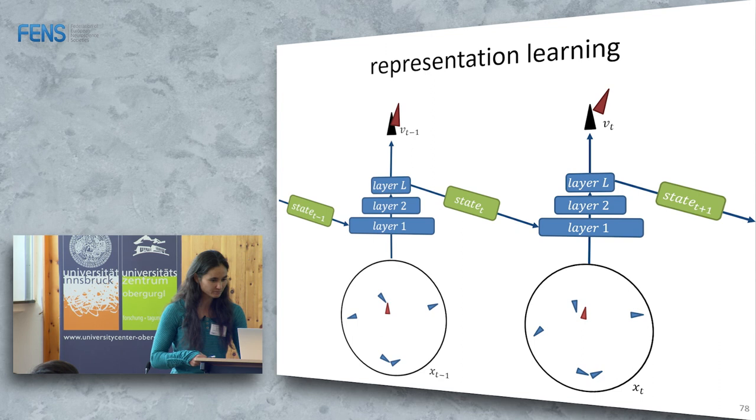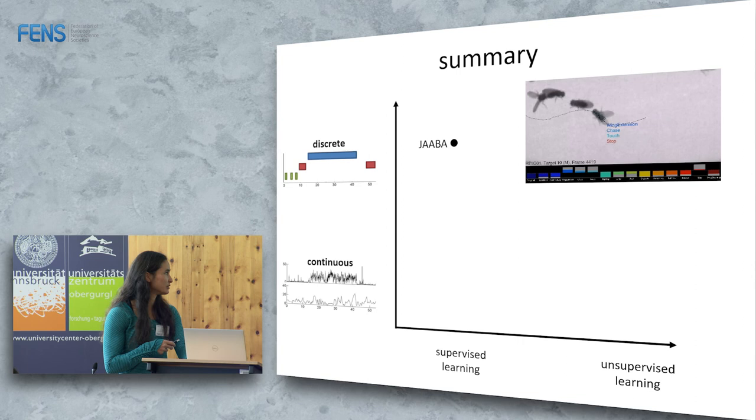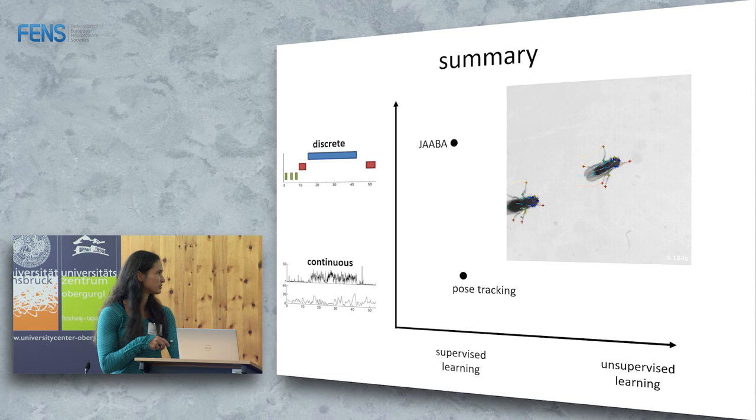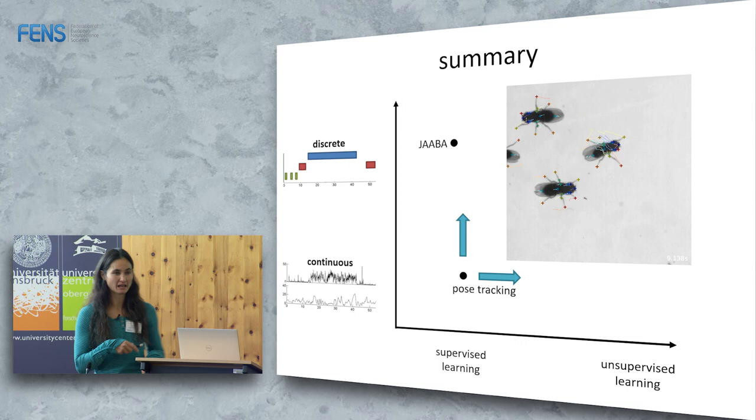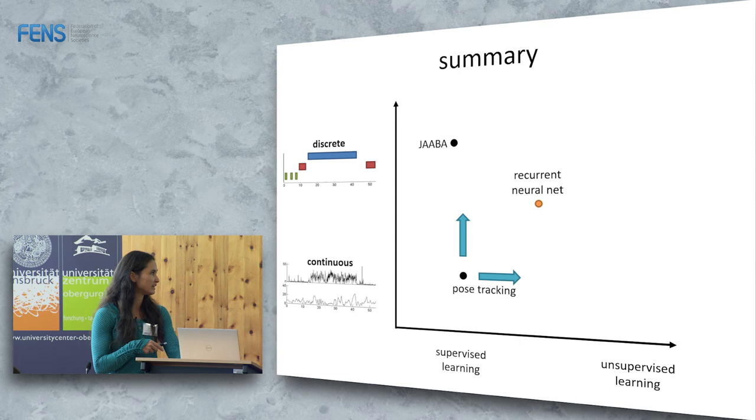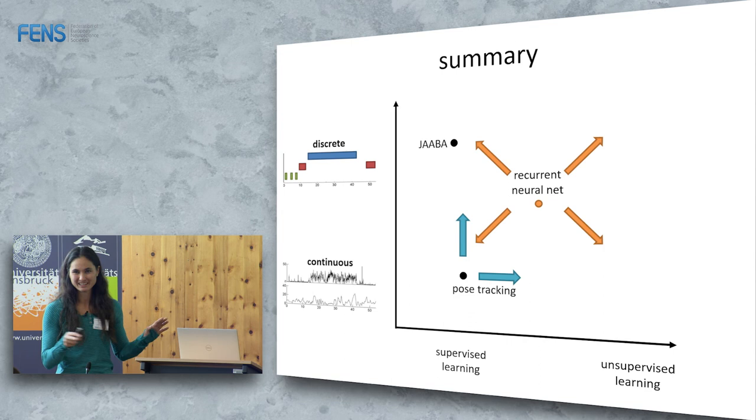Okay, just to summarize, I told you about JAABA and in general how we do supervised behavior categorization. I talked about pose tracking, which is, again, a supervised machine learning problem. It gives us a continuous output, but as we talked about, we want to use this both for behavior classification as well as for unsupervised learning. And then I talked about using these recurrent neural networks, mainly for this unsupervised approach, but we're actually trying them for everything in between.